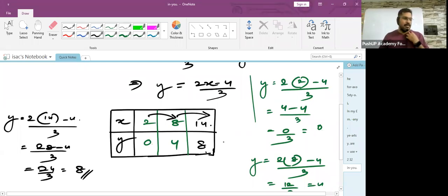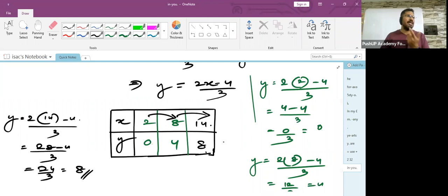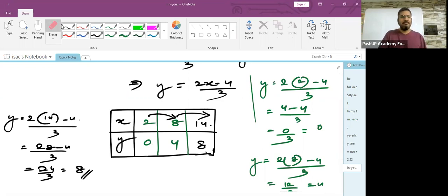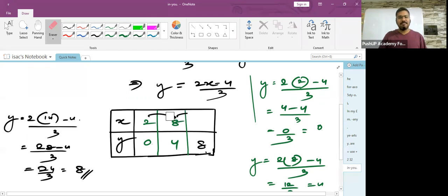Now, children, there is a small challenge over here. You have to plot 14 on the x-axis, isn't it? That means you will have to draw a very long x-axis for yourself. Is there a way that we can shorten it? Children, what if I had taken minus 8 instead of 14? What do you think?